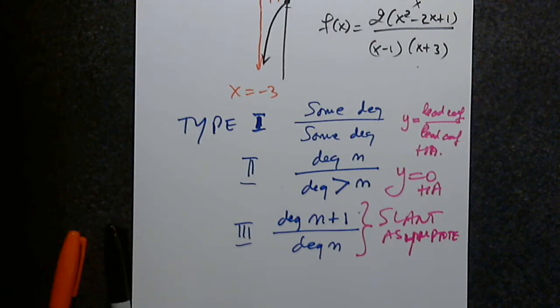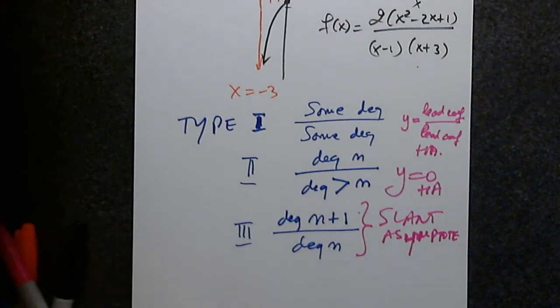Like degree 3 over degree 2. Degree 9 over degree 8. Degree 7 over degree 6. Only by 1 unit higher at the top. So degree 3, degree 4. Degree 7, degree 8. It's the only one with a slant asymptote. Higher degree at the top by 1 unit higher.